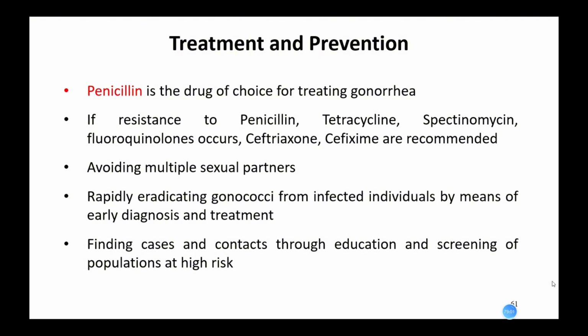To avoid infection, try to avoid multiple sexual partners at the same time. Okay, that's a major problem. And also rapidly eradicate gonococci from infected individuals by means of early diagnosis and treatment. And you want to use a questionnaire to find the cases and also identify their contacts to find the reservoir, to eradicate the reservoir, so that finally the whole population will have fewer and fewer infections.